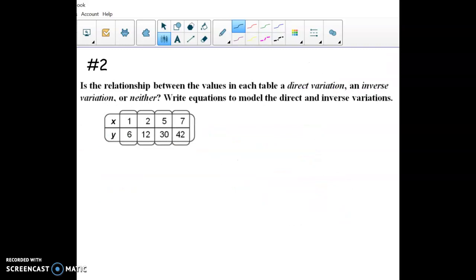Okay, one more like that. Pause the video, give it a shot. Okay, so this one is up, up. As x goes up, y goes up. So it's either going to be direct, or I guess it could be neither too. But it's likely, let's just see, this one's going to be direct. And you can almost kind of tell that y is just 6 times whatever x is, right? If you take it times 6, times 6, times 6, times 6.